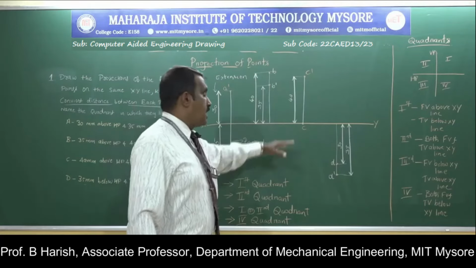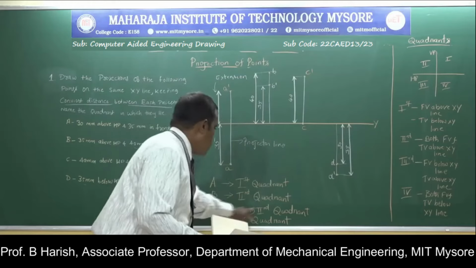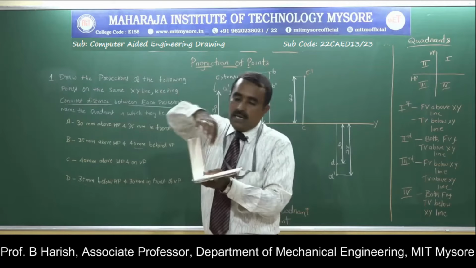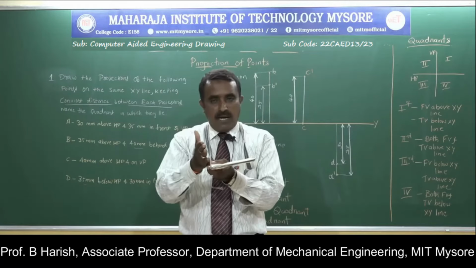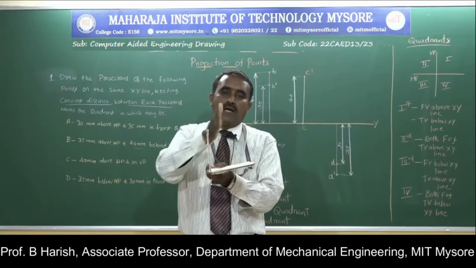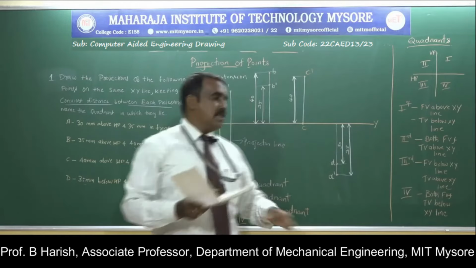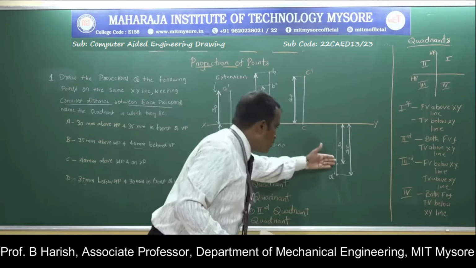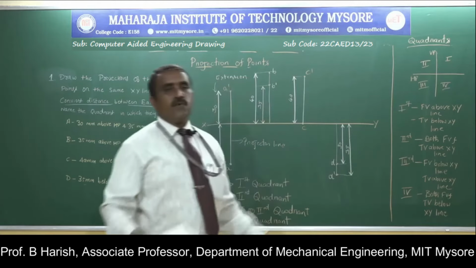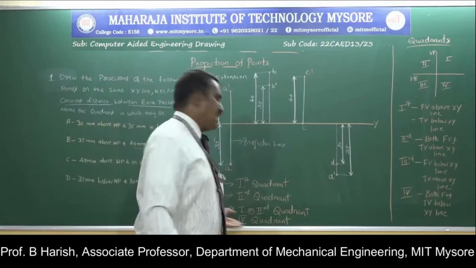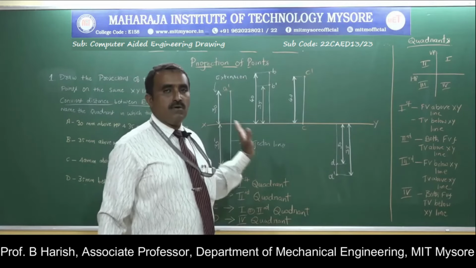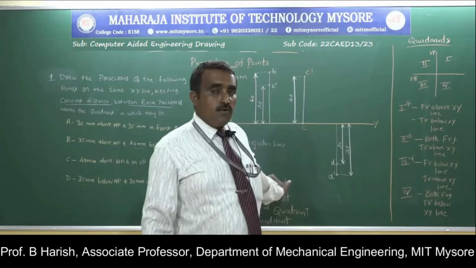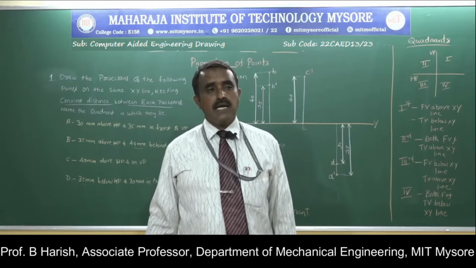So here it can be in the first or second quadrant. How? It is telling that the point is given on VP, so it can be in front or it can be behind. If you take it in front, it will be in the first quadrant. If you consider it behind, it will be the second quadrant. Hence the point is in the first or second quadrant. Then come to the fourth one, where both top and front views are below the XY line, just opposite to the second quadrant. Hence point D is in the fourth quadrant. So this is how we can draw the projections for the given problem where we have 4 points A, B, C and D.